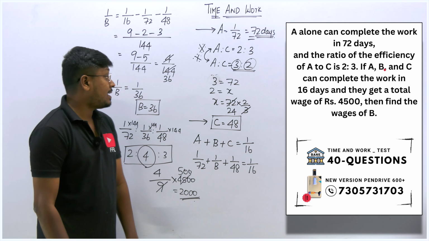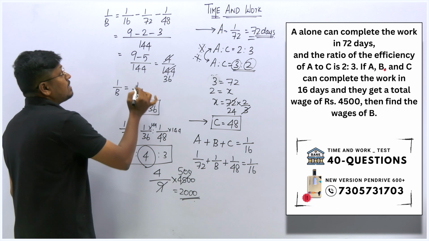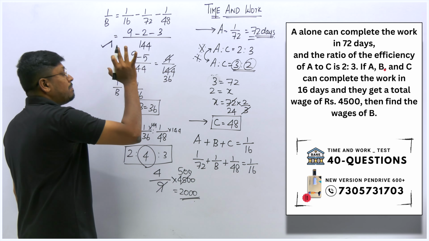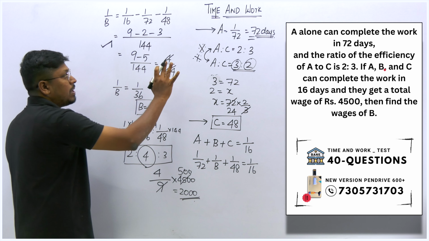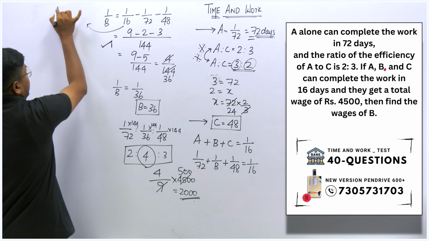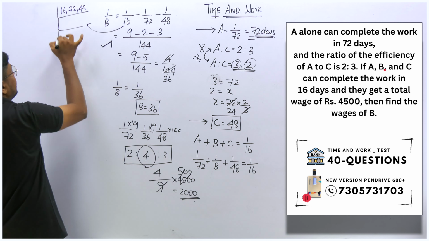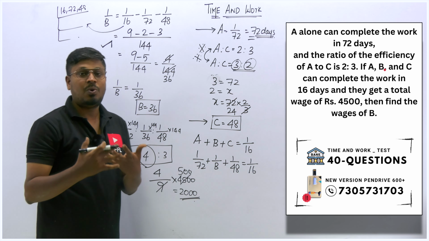So friends, understood or not? I struggled a little bit here with the cancellation, for finding the LCM, because always if we are preparing for any difficult level competitive exam, in the exam don't go like this, right? Like 16, 72, 48, don't go with these methods, right? Go with mental calculation.